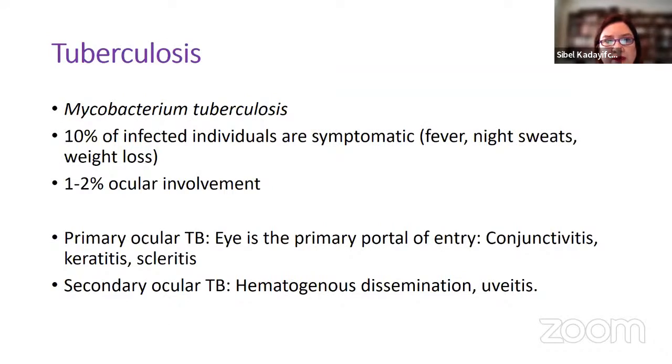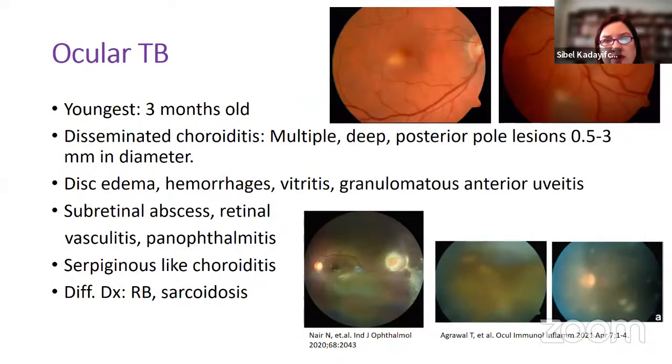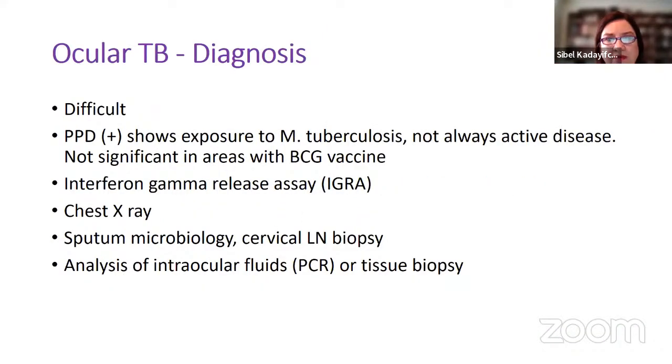Ocular tuberculosis causes 1 to 2% of ocular involvement, as a primary ocular tuberculosis or secondary ocular tuberculosis with hematogenous dissemination. The youngest patient in the literature is 3 months old. It mostly causes disseminated choroiditis, disc edema, hemorrhages, vitritis, granulomatous anterior uveitis, subretinal abscess, retinal vasculitis and panophthalmitis, and serpiginous-like choroiditis have all been described. For differential diagnosis, we have to rule out retinoblastoma and sarcoidosis in certain cases, and Dr. Suda has given more beautiful examples.